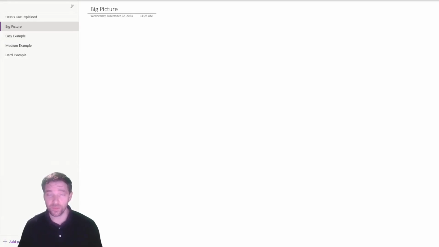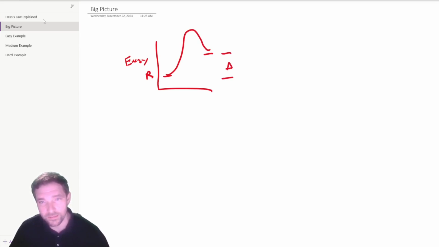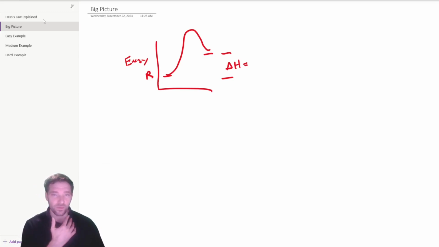To get started with Hess's law, we need to do a little bit of review of enthalpy. If we have a reaction, you have some reactants that have some level of energy, and then you have some products that have a different level of energy. There's a difference between them, and this is often called change in H. It's really important to understand what these change in H values mean in terms of energy flowing in or out of the system.